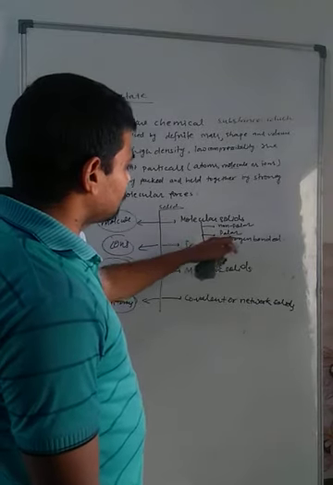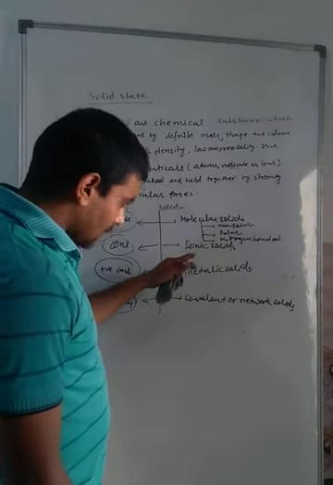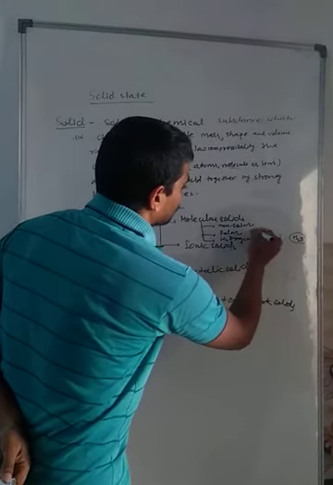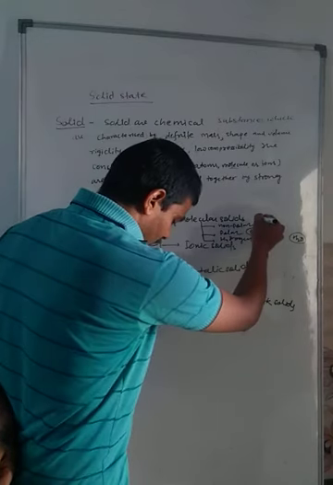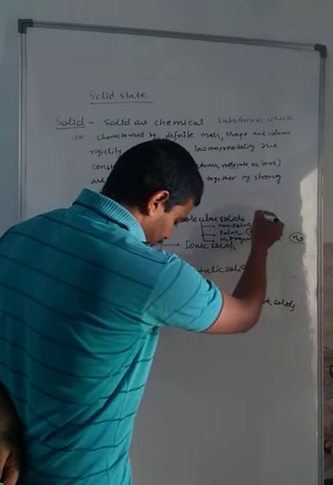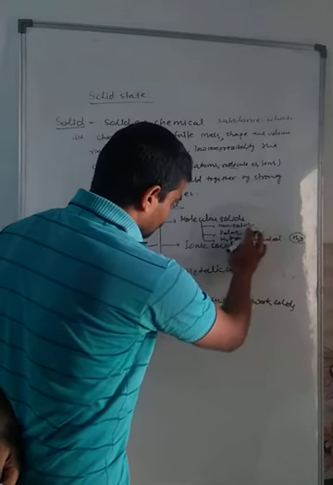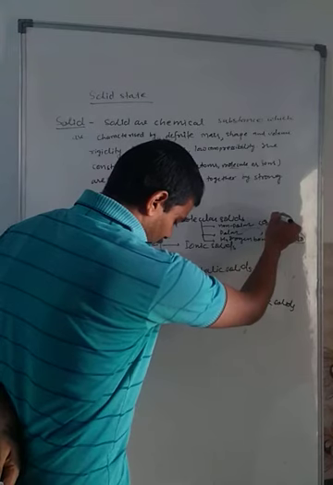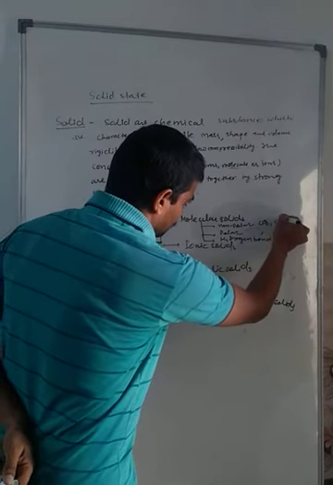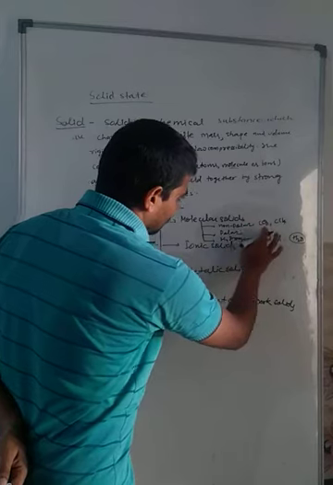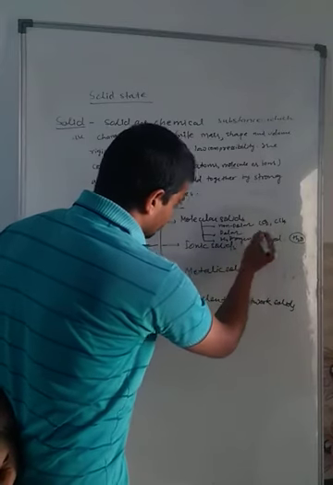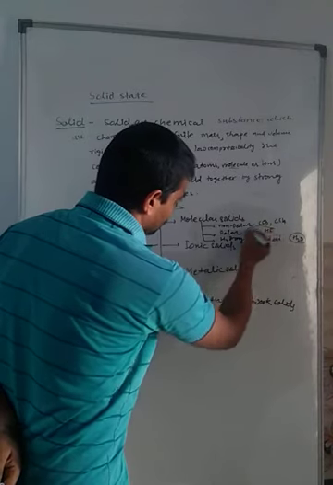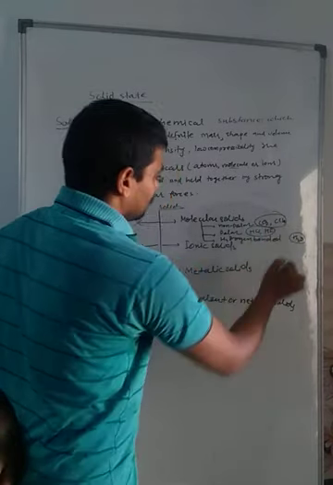carbon dioxide, H2O water, hydrogen bonded. Non-polar, for example CO2, CCl4, and in case of polar, we can say HCl, HF, etc. These are the examples of this.